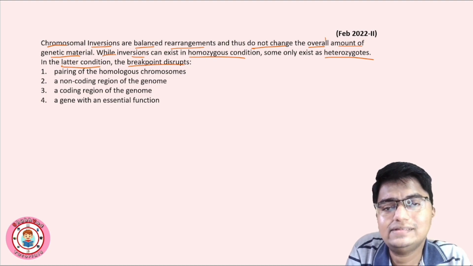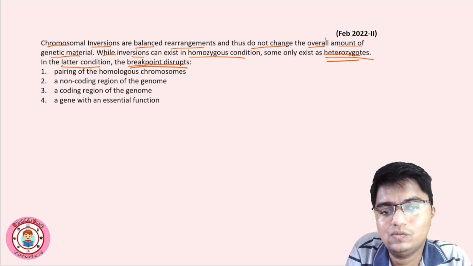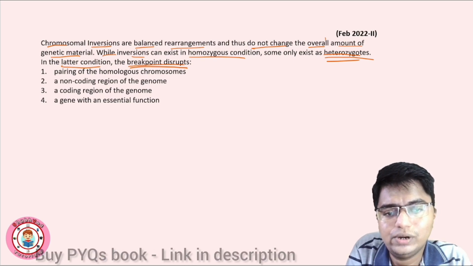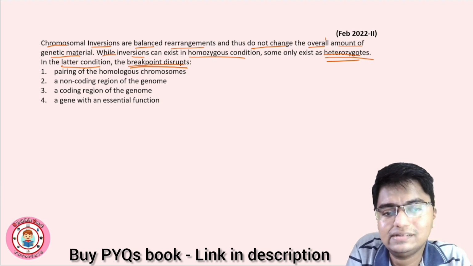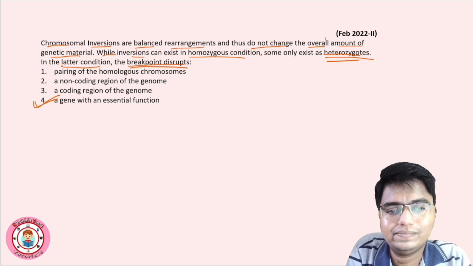Okay, what happens in inversion? A segment is inverted. Homozygous and heterozygous, these are two separate things. In heterozygotes, the breakpoint disrupts. What does it disrupt? Pairing? No. Pairing takes place. We know there is a formation of an inversion loop. Crossover takes place. Non-coding region? No. Coding region? No. A gene with essential function? Yes. So a gene with an essential function is disrupted. When crossover takes place, there is a deletion.